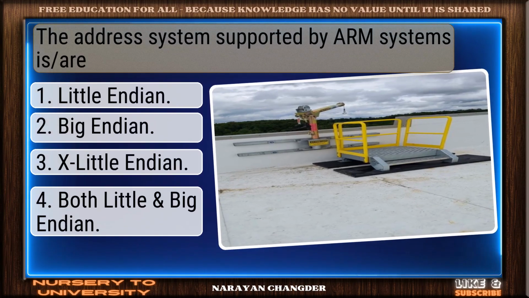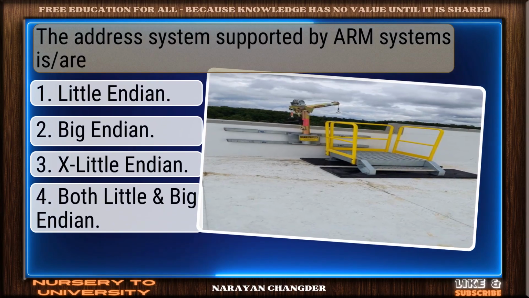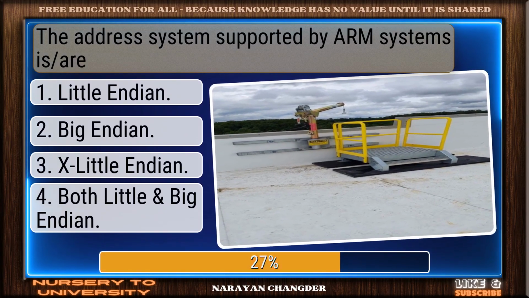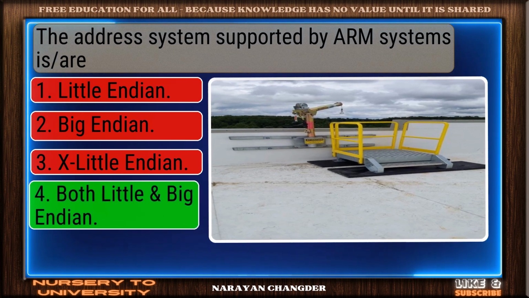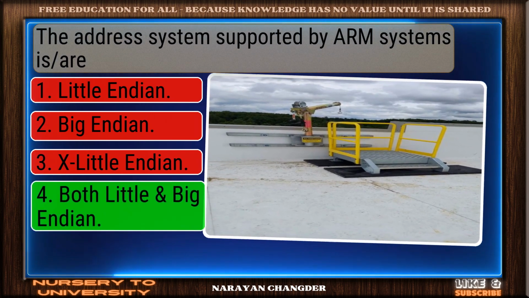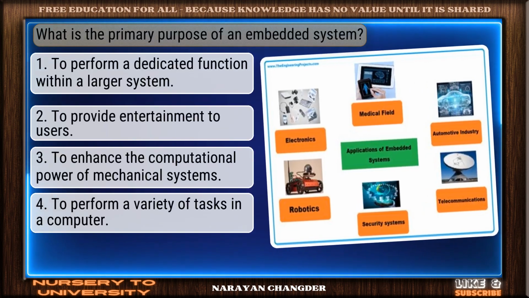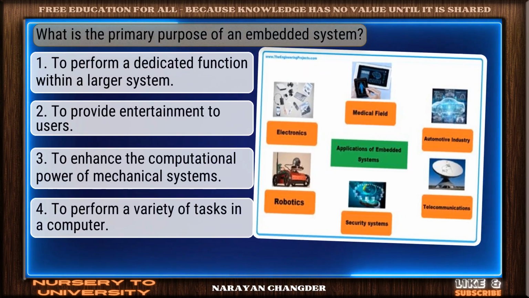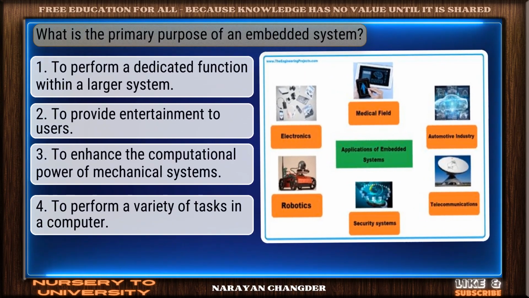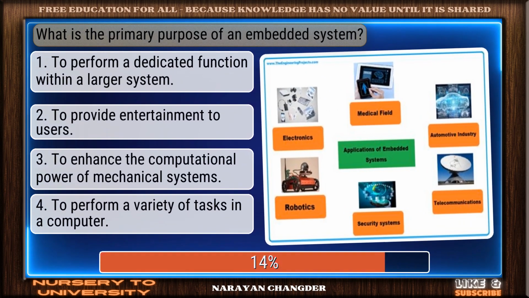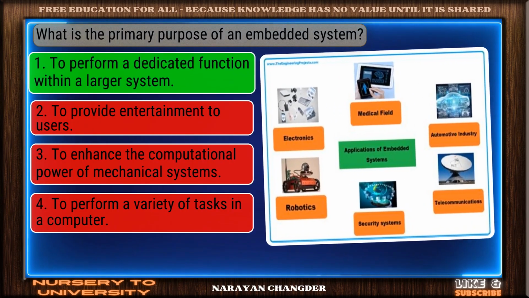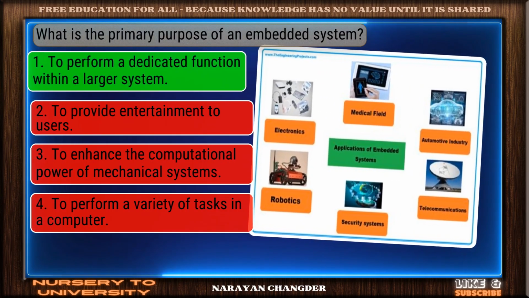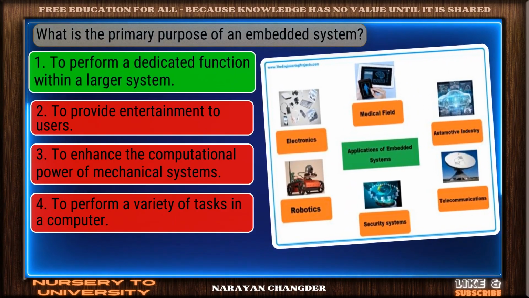Question number 32. The address system supported by ARM systems is dash. Right again. Both Little and Big Endian is a valid answer. Question number 33. What is the primary purpose of an embedded system? Right choice. To perform a dedicated function within a larger system is the best answer.